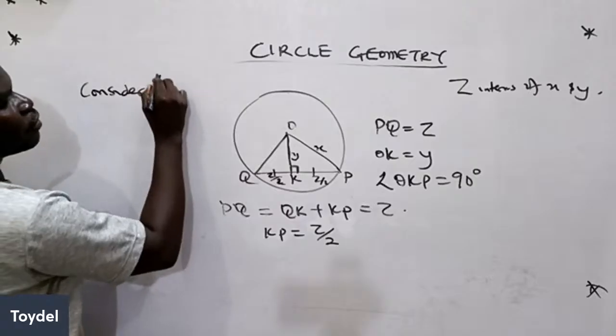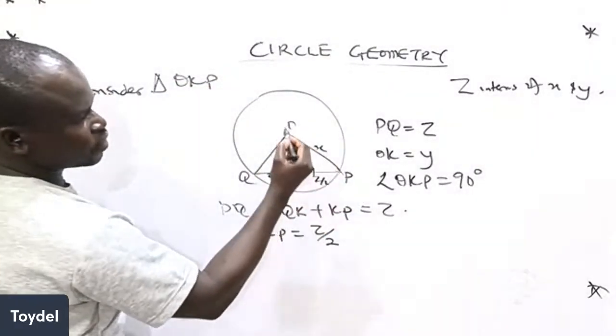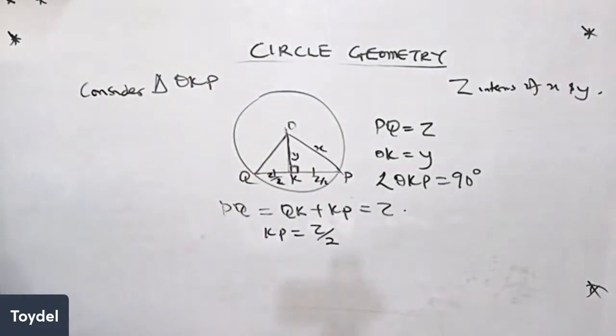Then let's consider triangle OKP. Let's consider this triangle, the one that we have here. What can you say about that triangle? You know that the triangle is a right angle triangle. The triangle we have there is a right angle triangle.